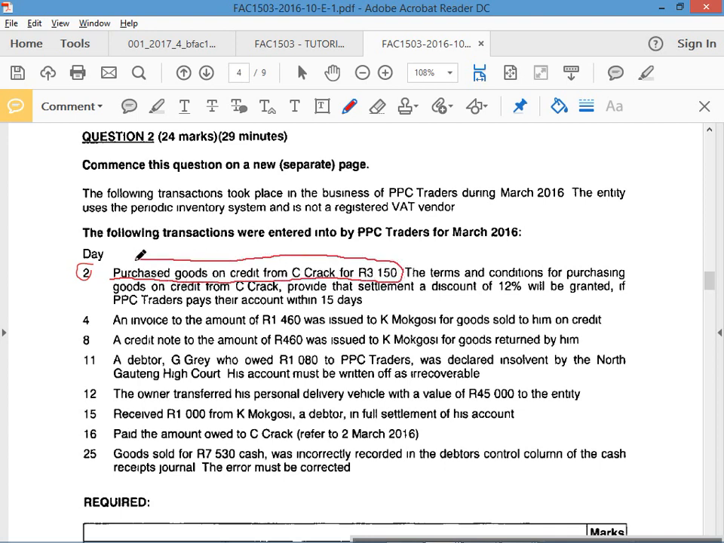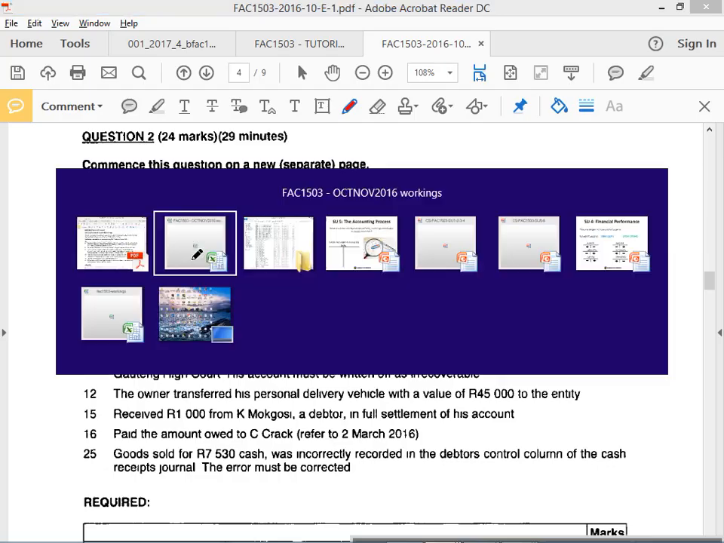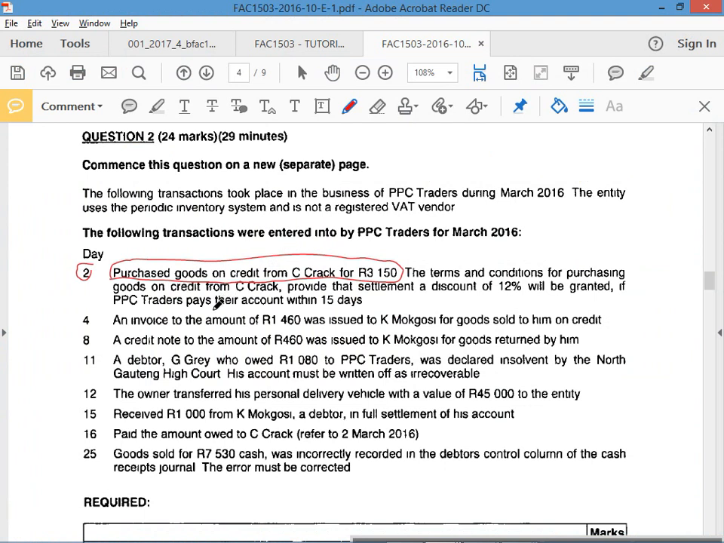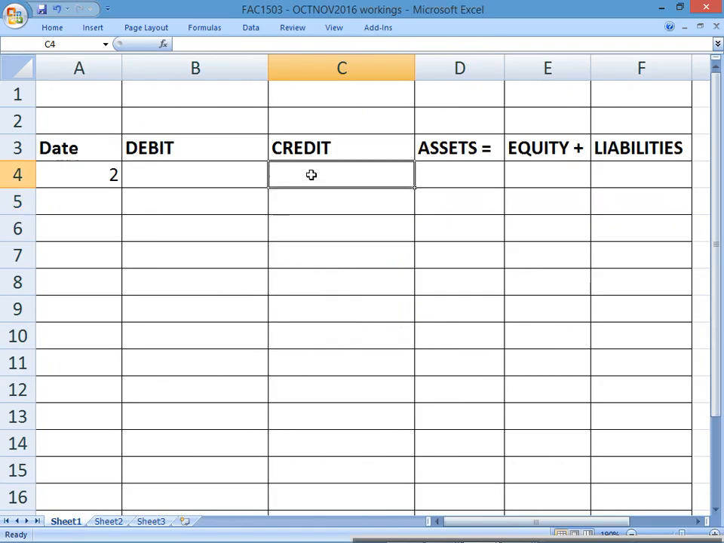Purchasing goods on credit. Perfect. That's the focus. Right, so we just spoke about credit. Who do we buy goods on credit from? Creditors. Right, so day 2. Creditors is what type of account? A liability. What's happening to the liability if you're buying from them on credit? It's increasing.